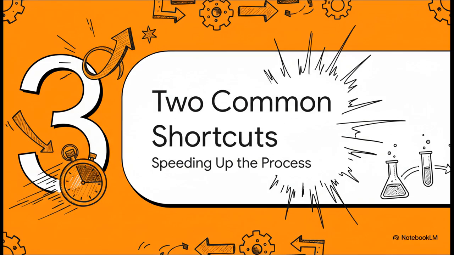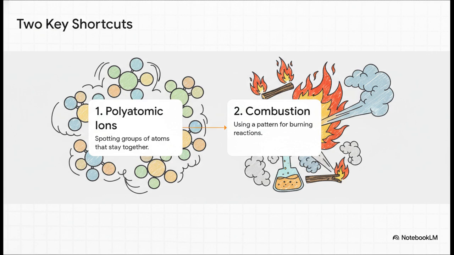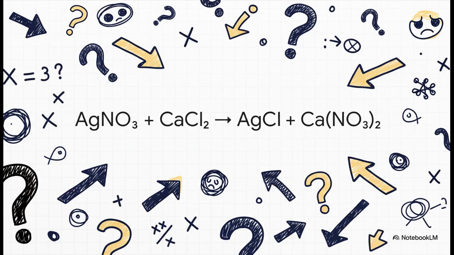The good news is there are a couple of pro tips for common situations that can save you a whole lot of time. We're going to focus on 2 key shortcuts. First, how to handle these groups of atoms called polyatomic ions that like to stick together. And second, a really slick trick for a super common type of reaction, combustion. All right, shortcut number 1.